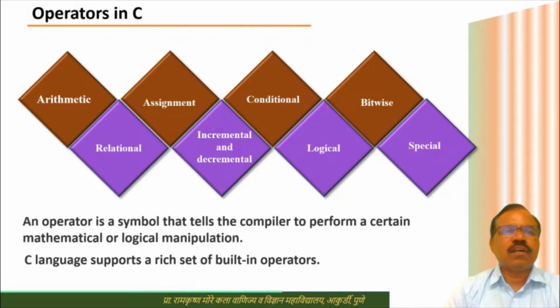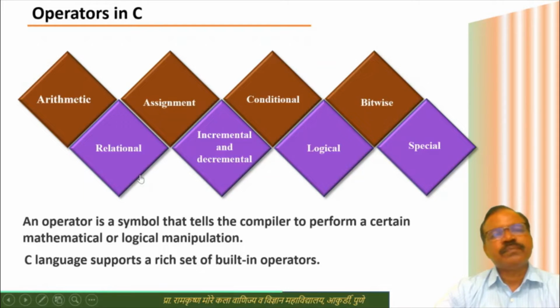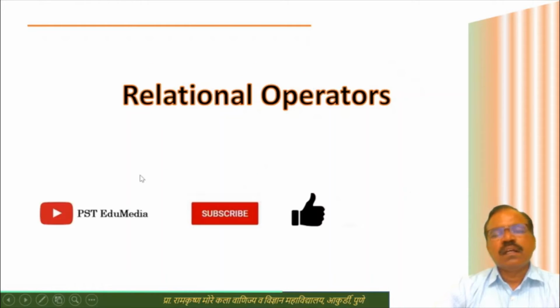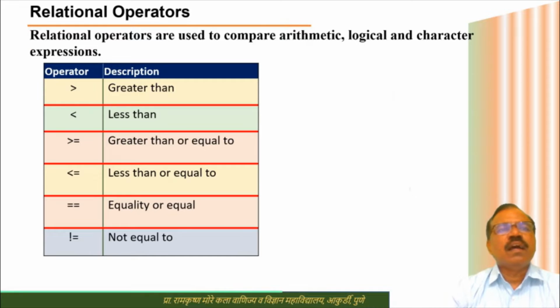In the last lecture, lecture number 3, I had discussed arithmetic and assignment operators. Now in this lecture, I am going to discuss relational operators and the conditional operator. In C language, there are 6 relational operators, and relational operators are used to compare arithmetic, logical and character expressions.